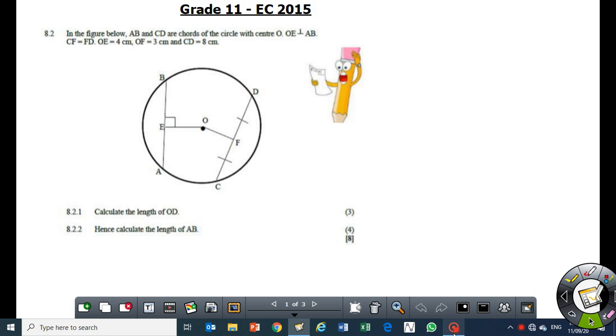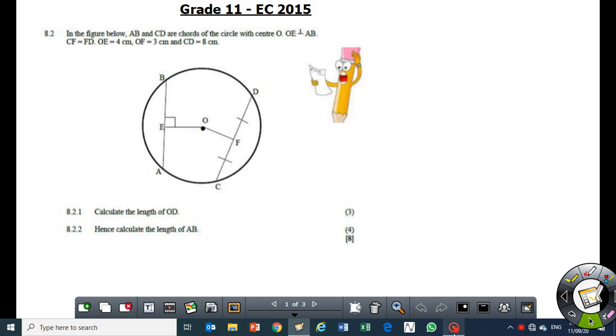AB, according to the diagram, is perpendicular to OE, which means for this part, you use the original theorem 1: line from center, perpendicular to chord. You don't have to write that. You stop there. That's based on the examination guidelines.